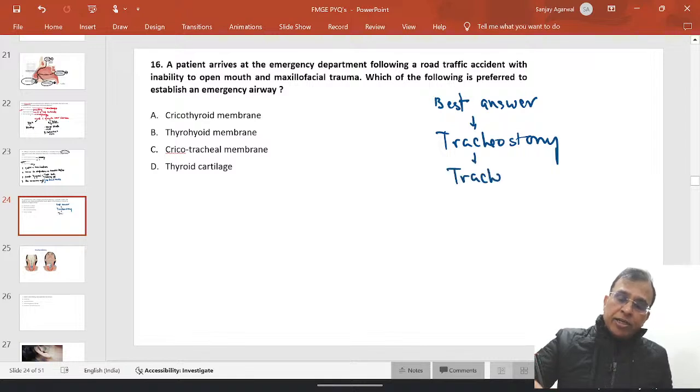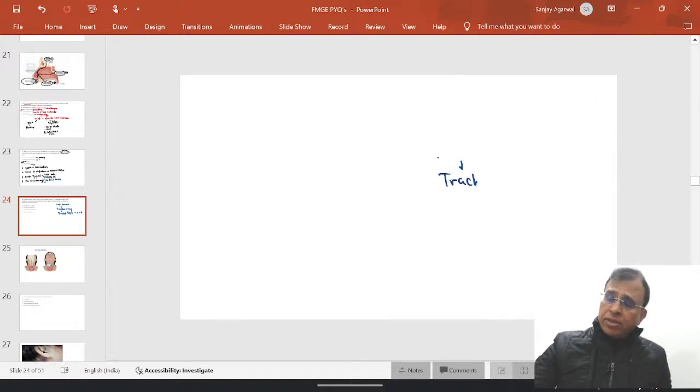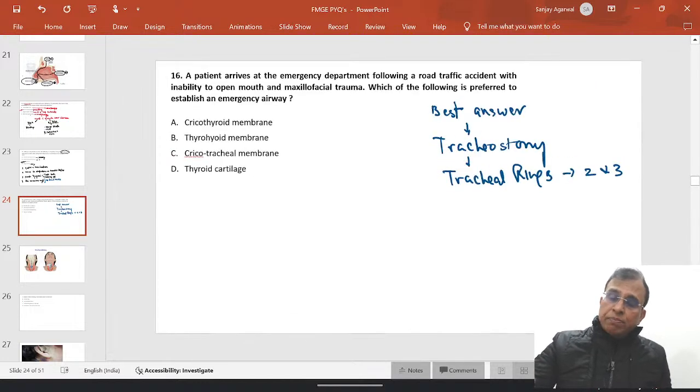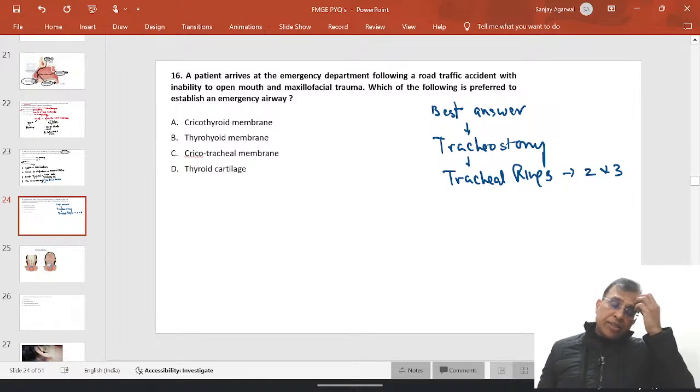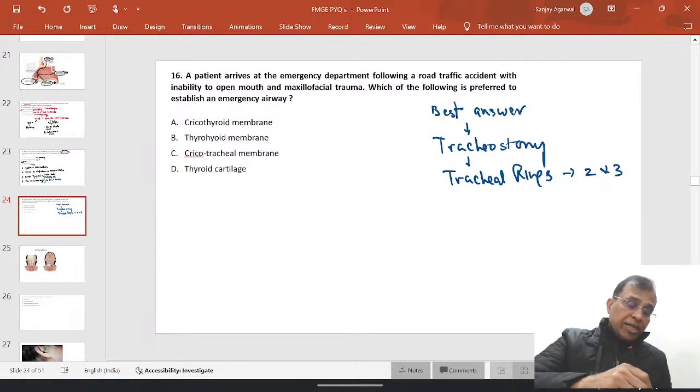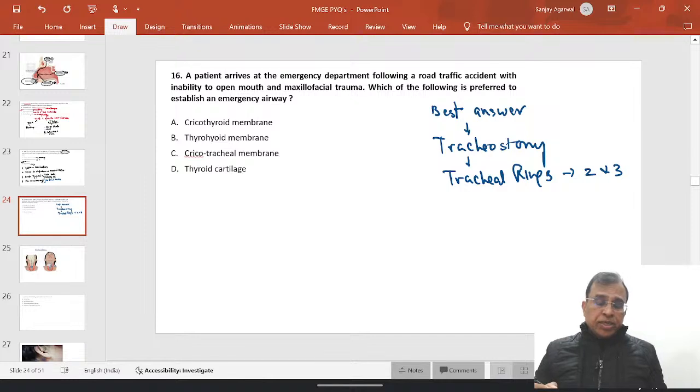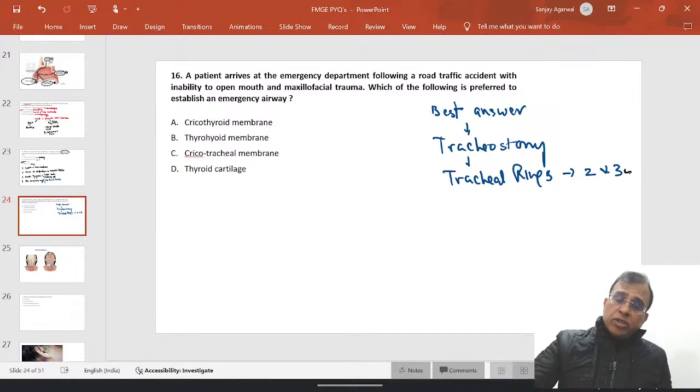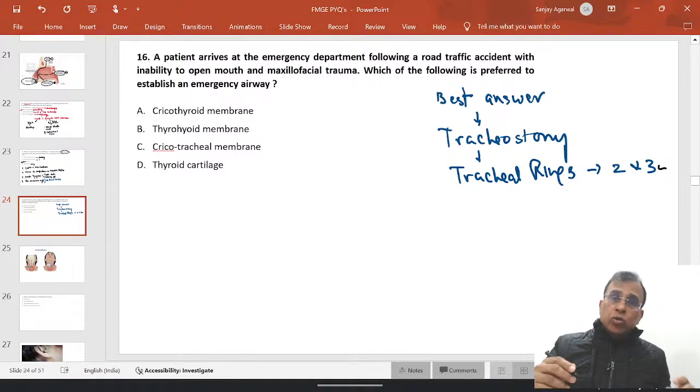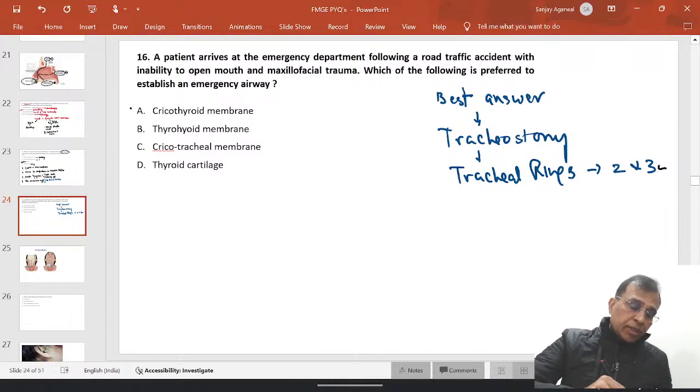usually ring 2 and ring 3, but tracheal rings. The number is less important right now, but this is not given in the choices. If it were given in the choices, that would be the best answer in this case. Therefore, you have to pick one of these answers. Now, other than tracheostomy, to establish an emergency airway, the only thing that we can use is the cricothyroid membrane. The cricothyroid membrane is used, and this is called cricothyroidotomy.